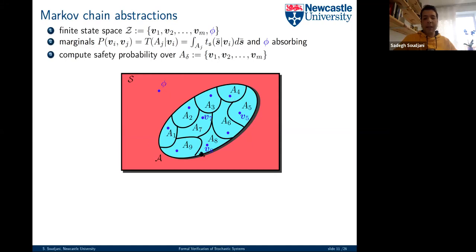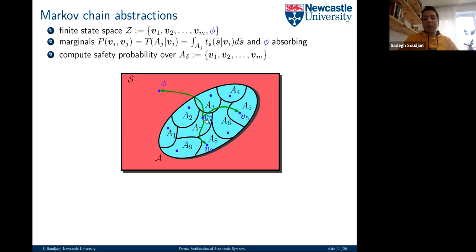So we only partition the safe set and replace all the states outside of the safe set with a dummy state here. These representative points, together with phi, form the discrete state space of the Markov chain. The next step is to compute marginals, the probability of jumping from one state to another one.